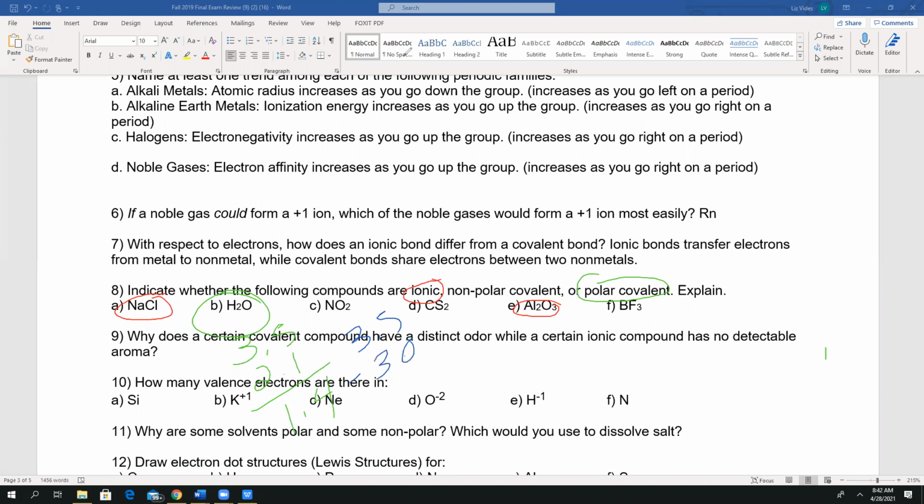This one could be either. It's going to be 0.5. So we think for now that that's going to be non-polar covalent. Okay. Carbon and sulfur should be non-polar covalent, and so should that one. But we'll see. We'll see.